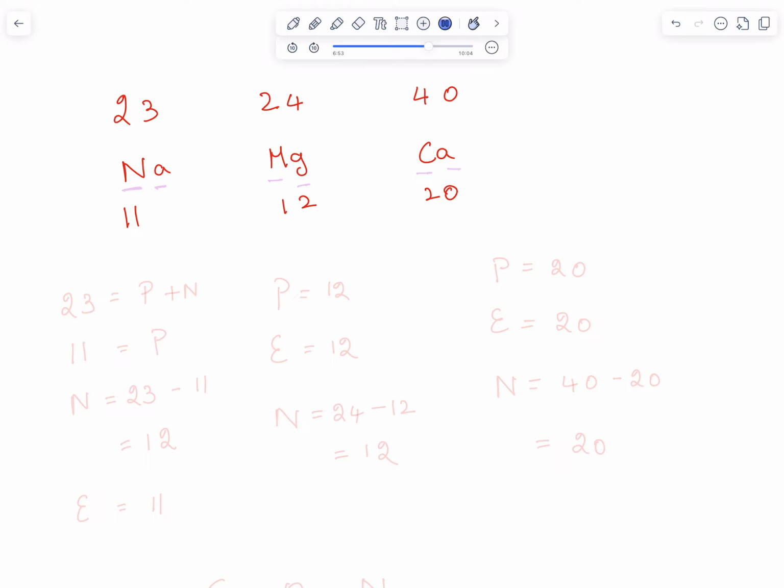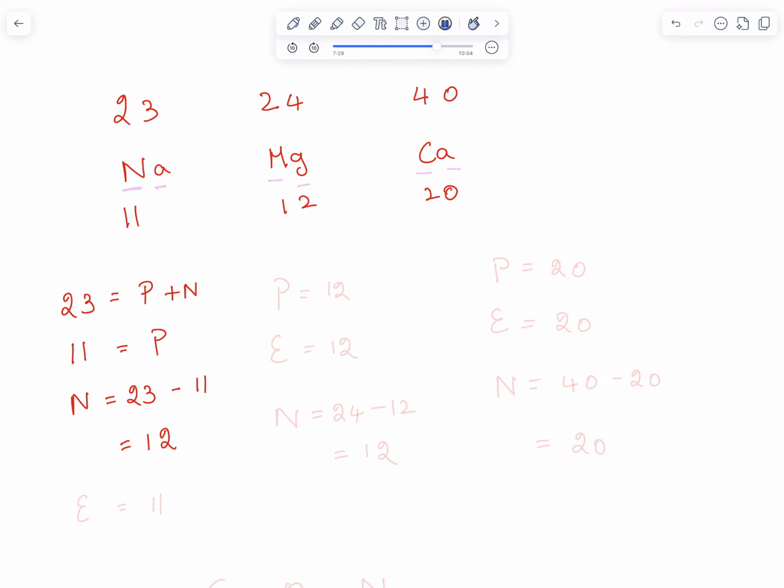Hope you guys have worked it out. Now, let's see. The bigger number for sodium is 23. That is the protons plus the neutrons. And the smaller number for sodium is 11, which is protons only. So for neutrons, you're going to take away the smaller number from the bigger number, and then you get your answer, which is the number of neutrons, that is 12.